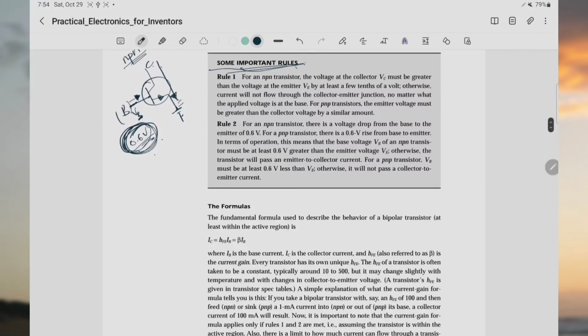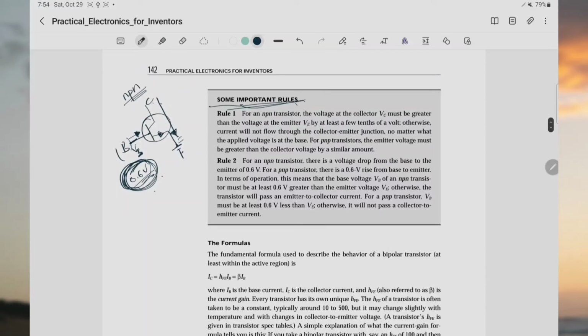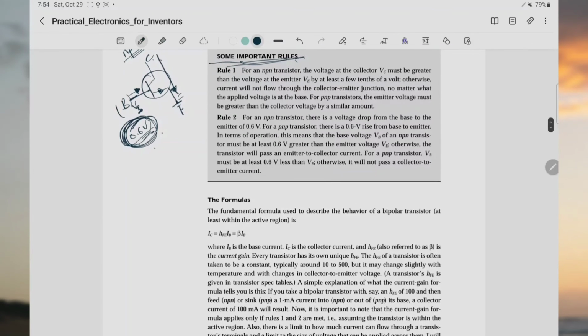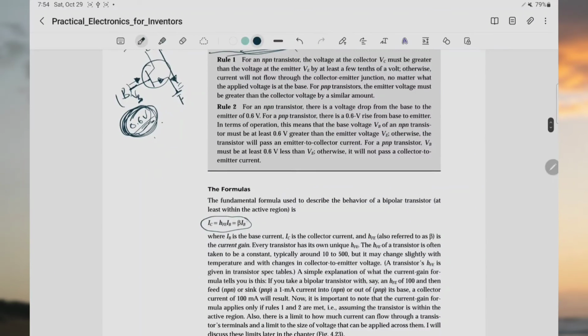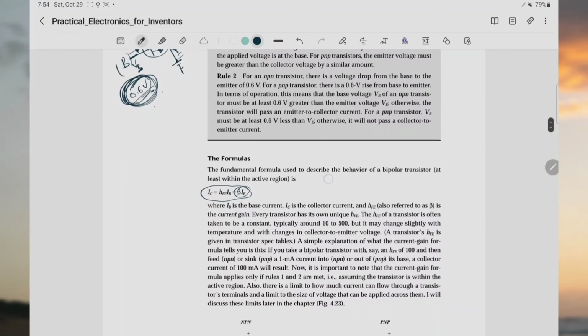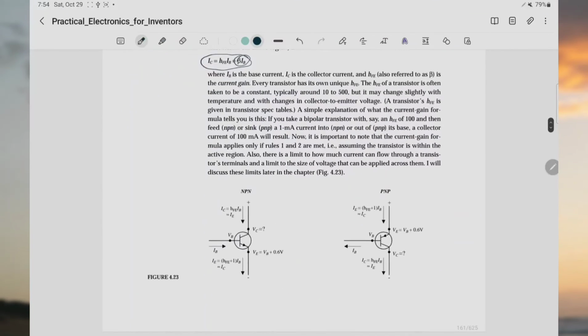So that is the major mode of operation of our bipolar junction transistor. This equation here gives us the relation between IC, the current flowing from the collector, and the current flowing from the base.